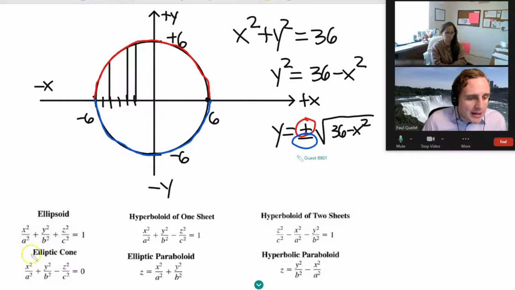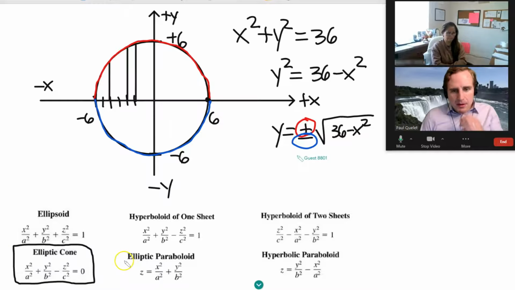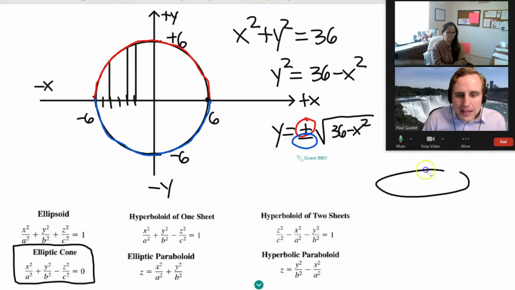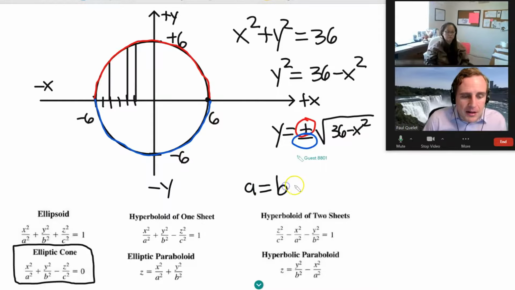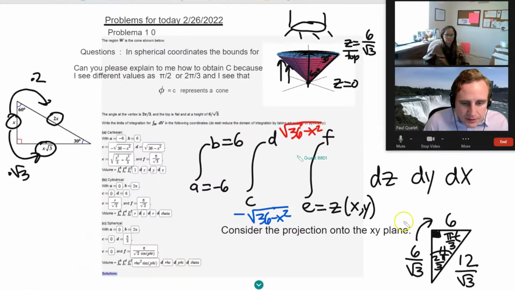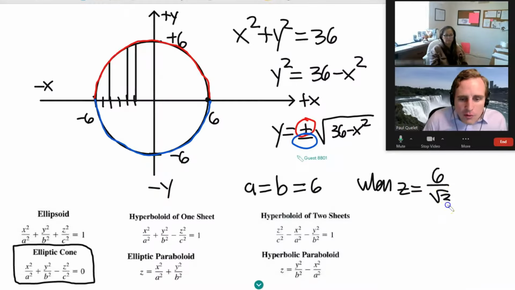We've got these other ones. I'm thinking this is probably the elliptic cone. Do you see that? Yep. It's probably the elliptic cone because the top could be an ellipse or the top could be a circle. In this case, the top is a circle. So what that means is A equals B, and they both equal 6. And the reason I know they both equal 6 is because when z equals 6 over square root of 3, then we get the equation x squared plus y squared equals 36.